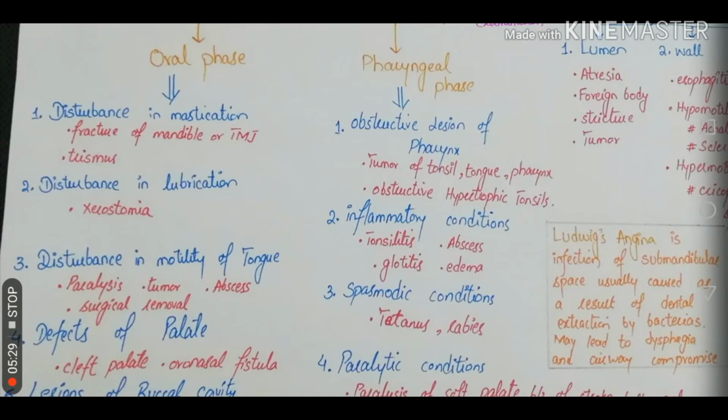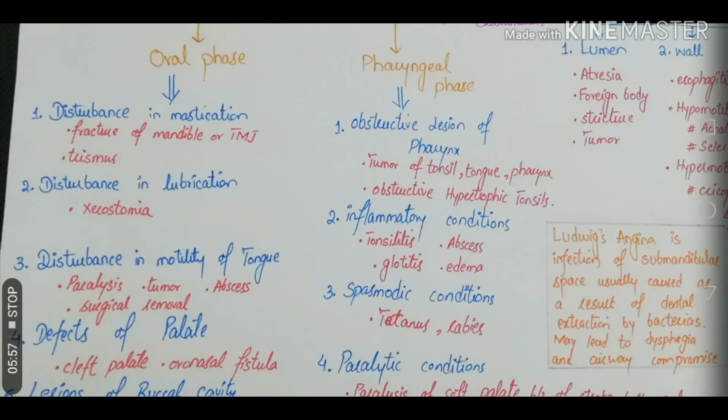For example, in xerostomia. Xerostomia is an autoimmune disease in which there is absence or destruction of the glands, the salivary glands as well as the lacrimal glands in the eye. Now, in xerostomia, there is dryness of the eyes and dryness of the oral cavity. Whenever there is absence of lubrication, the food will not be able to pass easily, and that will cause dysphagia, that is difficulty in swallowing.